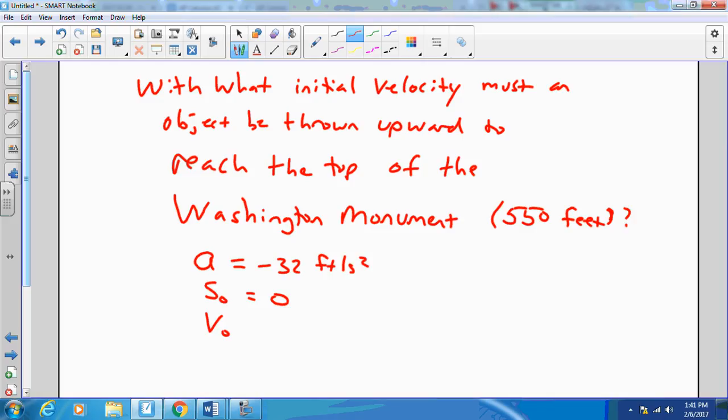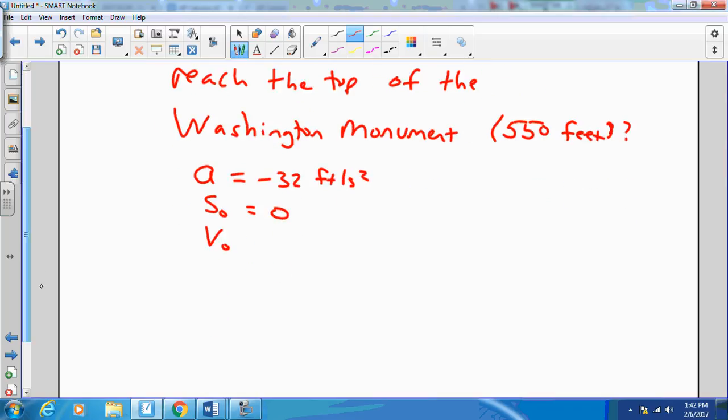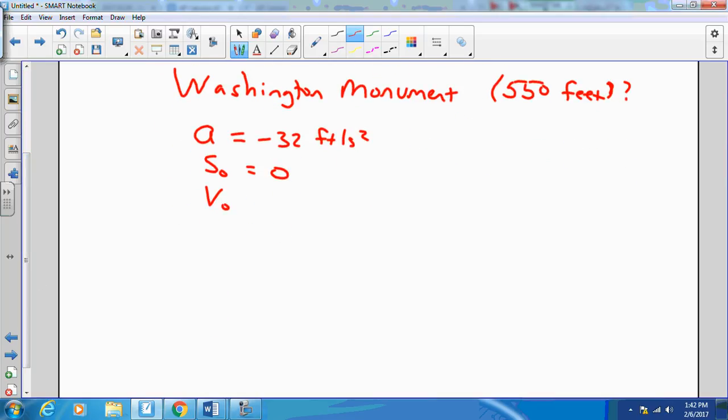Okay. Armed with those things, I can say that my position, s of t, is equal to negative 1/2 of 32 t squared plus v0 t plus the initial position.